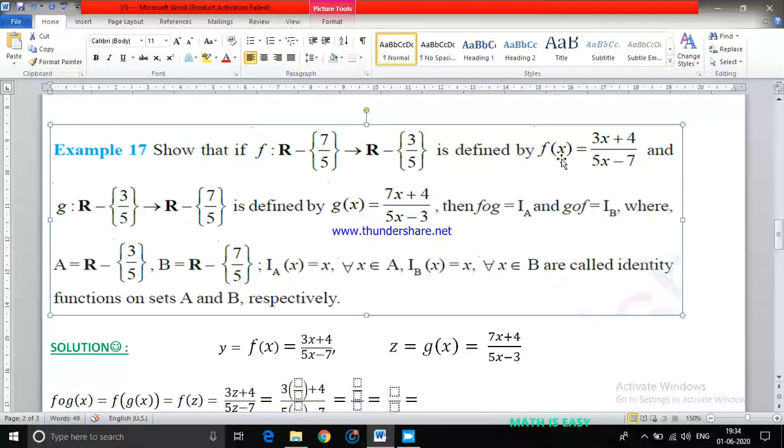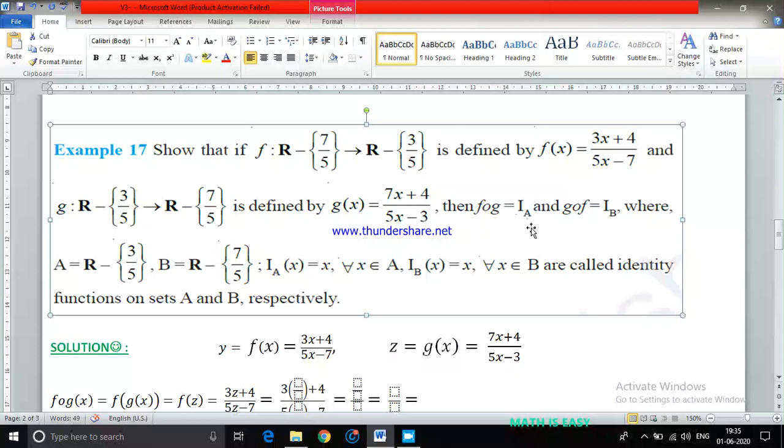And f of x is defined as 3x plus 4 upon 5x minus 7. And g is a function from R minus 3 by 5 to R minus 7 by 5, defined as g of x equals 7x plus 4 upon 5x minus 3. Then these are the defined functions. What you have to show is FOG is IA.